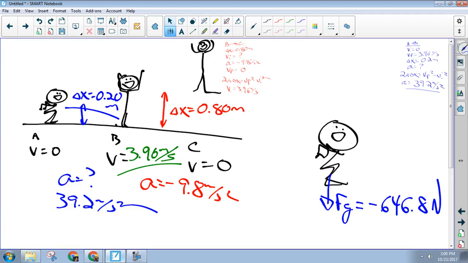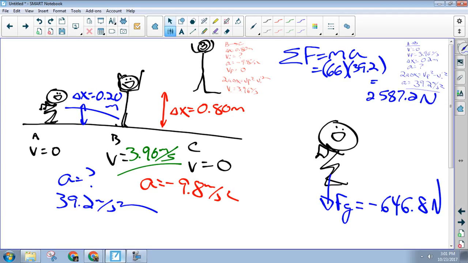Cool. We know the acceleration. What should I do with it? Use it to find the net force. Always. If you know the acceleration, find the net force. So here's where I went wrong on my answer key. 66 times 39.2 does not give you the number I said it does. It gives you 2587.2 newtons. So is that the answer to the problem? No, that's the net force.